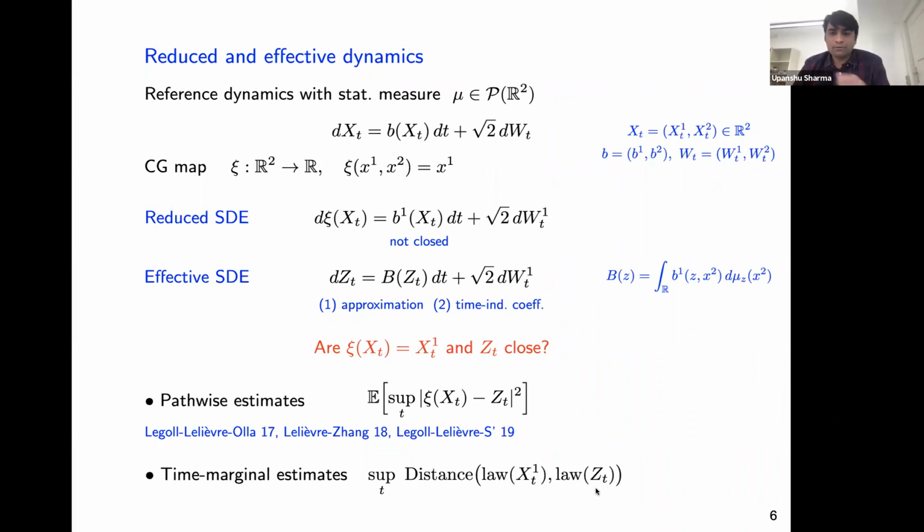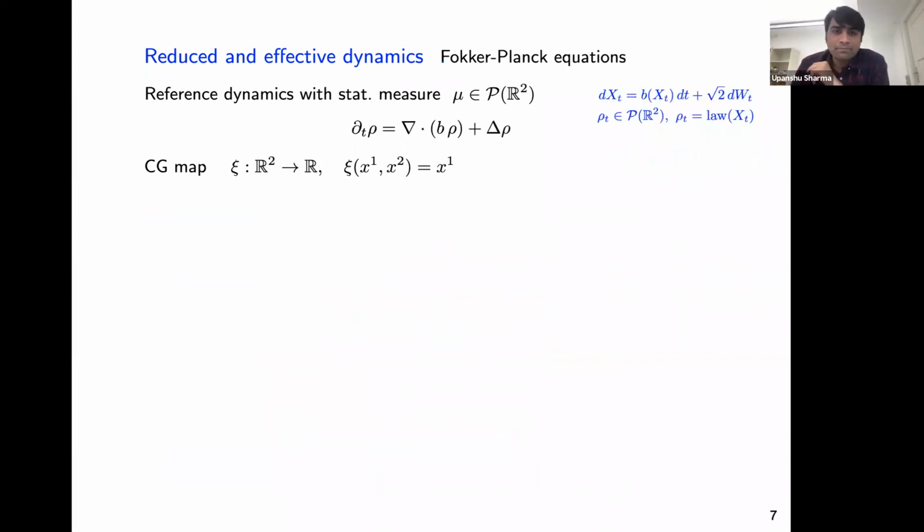Okay, so just before I get to really showing you what the error estimates are, let me quickly write down each of these objects in terms of the corresponding Fokker-Planck equations, the PDEs. If you don't remember any of this, it's okay. There will always be on the right-hand side something in blue to tell you what these objects are. So we start off with the reference dynamics here. This is the reference SDE, the original SDE, and we call its probability distribution rho t, for each time t. This is just a notation.